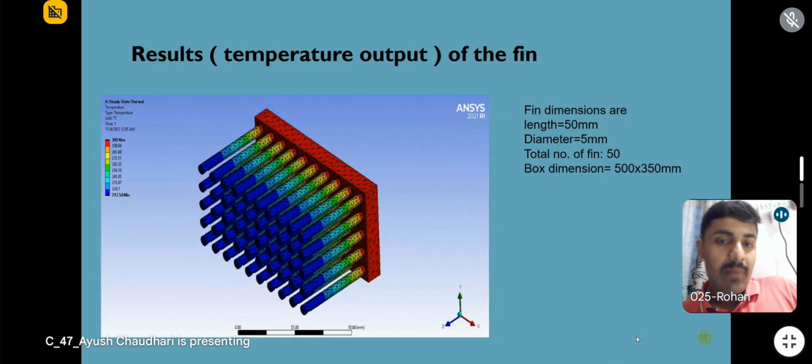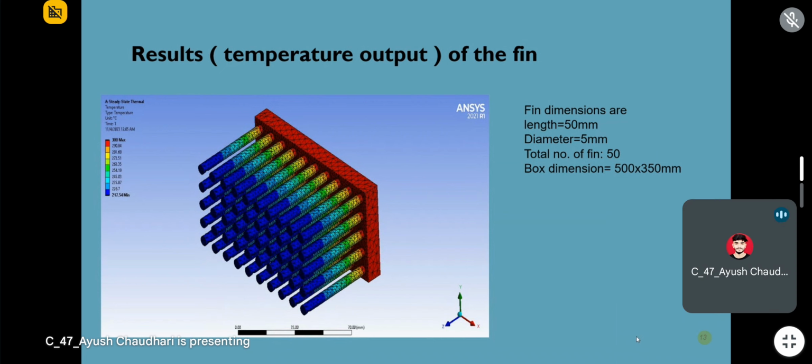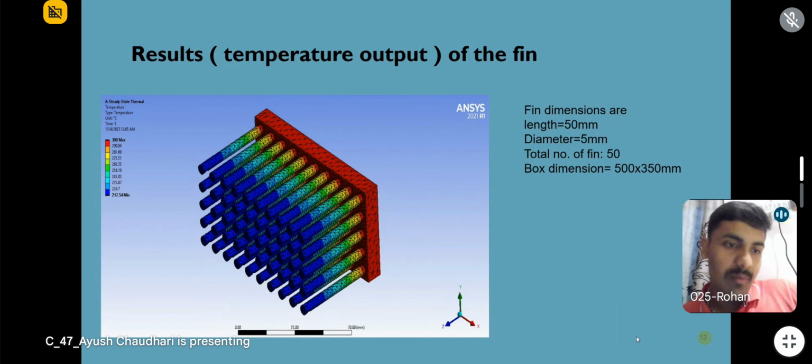Results, temperature output of the fin. So fin dimensions used were length of 50 mm, diameter was 5 mm, total number of fins was 50, and box dimension was 500 by 350 mm. So here, as I said, blue is the minimum temperature, and initially blue is basically the outlet of the box.